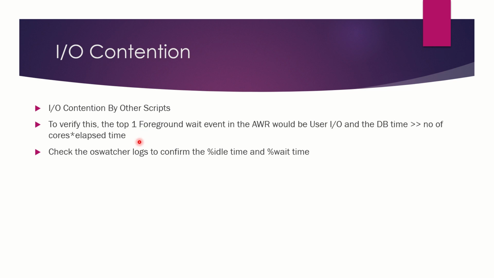Also, you can check the OS Watcher logs to see the percentage idle time and also the percentage wait time. If the wait time is very high, that is nothing but your IO waits. And if the percentage idle time is also very low, it means your database server does not have enough resources to be allocated for your queries.